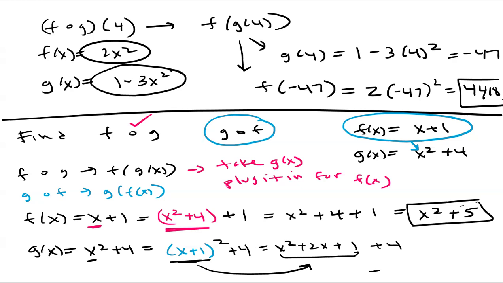Okay, so now this becomes x squared plus 2x, and then 1 plus 4 is going to give us 5. And then there's our answer there.